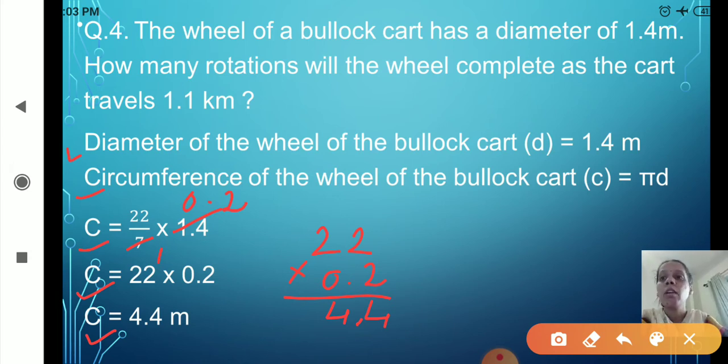What else is given? How many rotations will the wheel complete as the cart travels 1.1 kilometer? The distance traveled is given, that is 1.1 kilometer. We have to find out the number of rotations. Now we will see the next step.